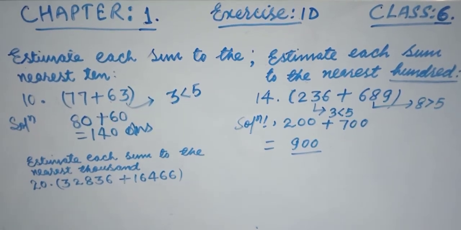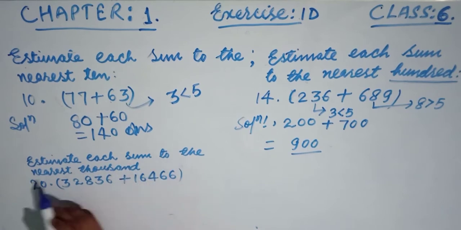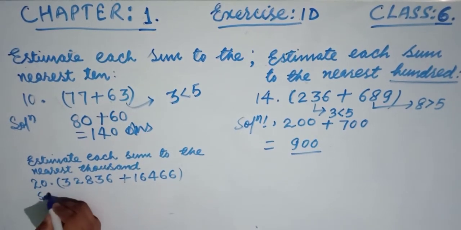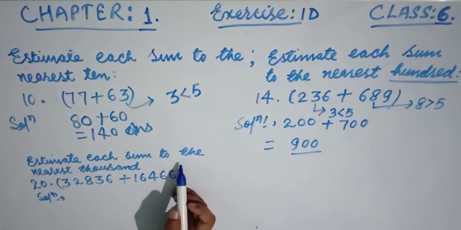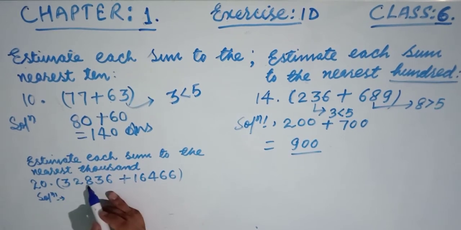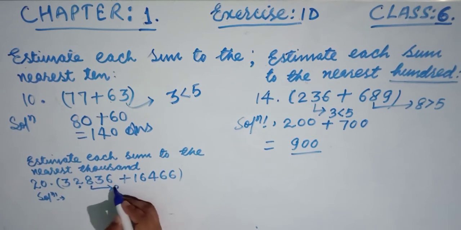Now next, the last type of question: estimate each sum to the nearest 1000. That means first of all we have to estimate this value and this value, then add. So here we have to estimate the value to the nearest 1000, which means we have to look at the hundreds digit. This is the hundreds digit, 8, friends, which is greater than 5.